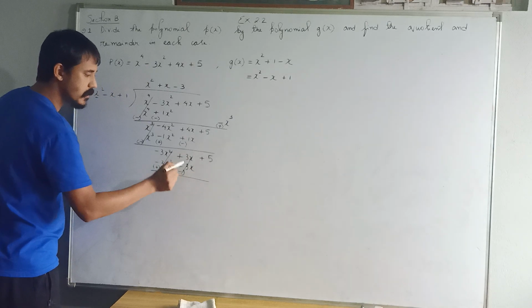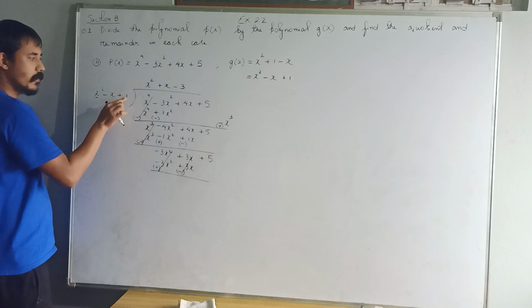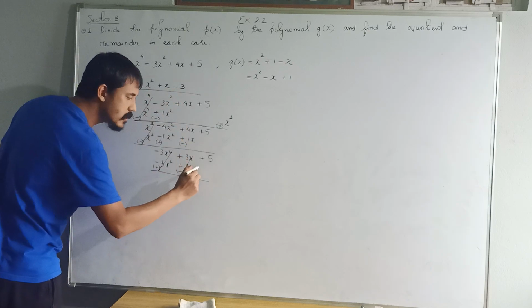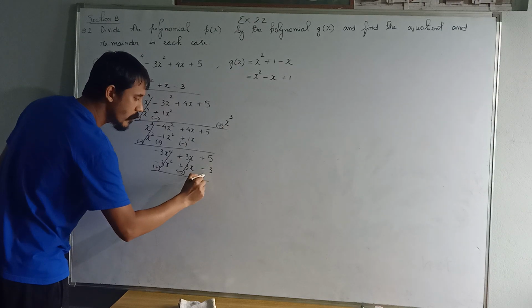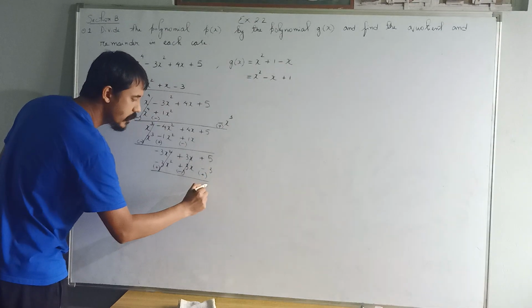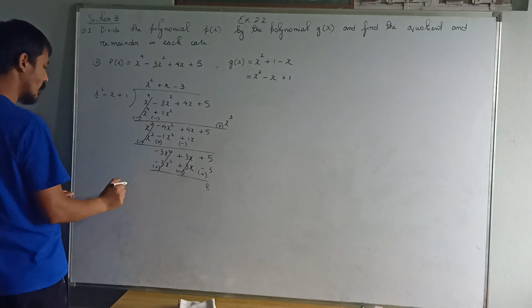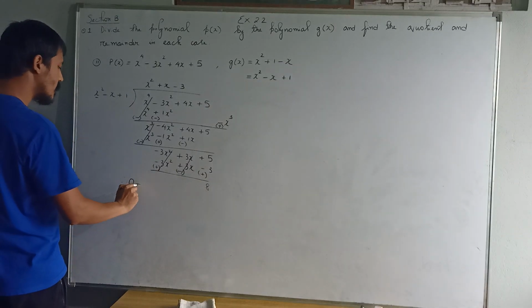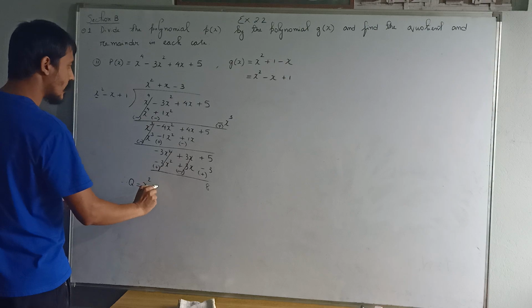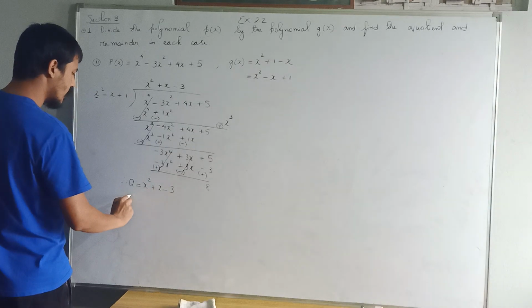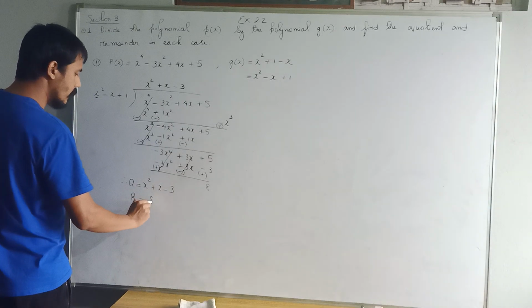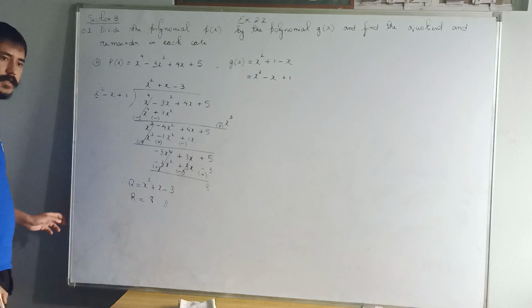3x minus 3x is 0. 1 times minus 3 is minus 3. Now you make it positive, so we get 5 plus 3, 8. So your remainder is a non-zero term, it's 8. Therefore, your quotient is x squared plus x minus 3, and your remainder is equal to 8. That's the complete answer. Okay?